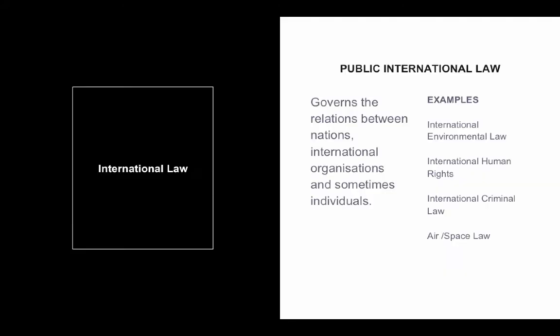So public international law governs the relations between different nations, international organizations, and sometimes individuals. Examples of public international law include international environmental law, international human rights, international criminal law, airspace law, law of the sea, law of armed conflict, trade and development.